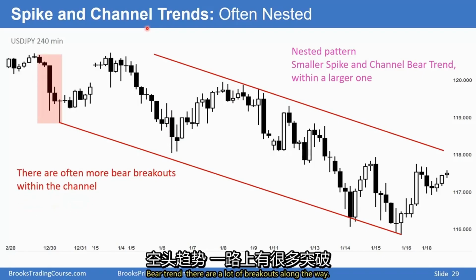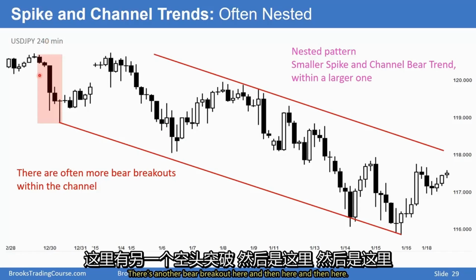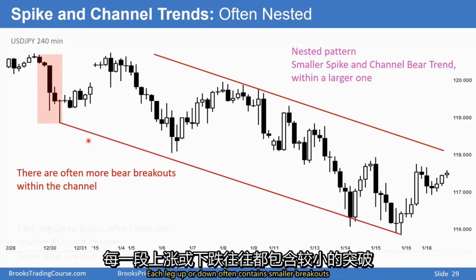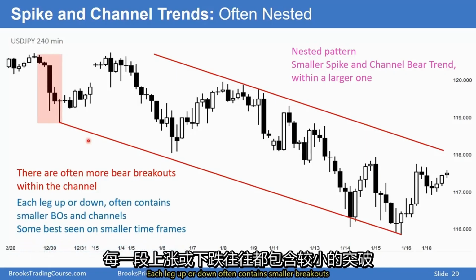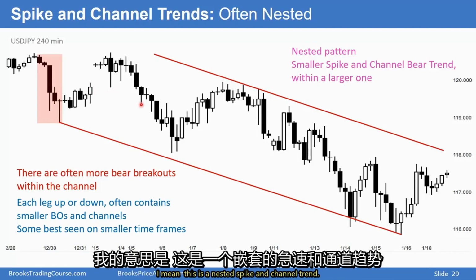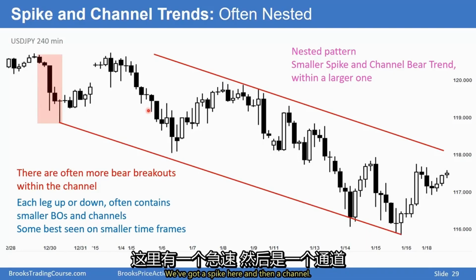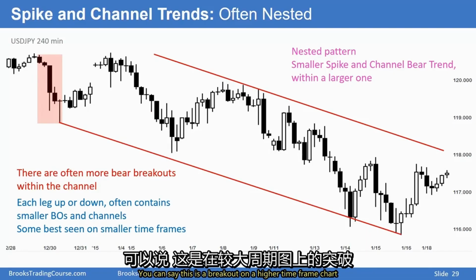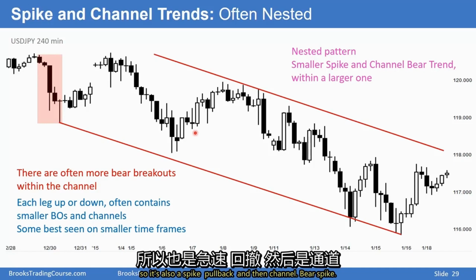Bear trend, there are a lot of breakouts along the way. There's another bear breakout here, and then here, and then here. Each leg up or down often contains smaller breakouts, and some of the best trends are seen on the smaller time frame charts. To me, this is a nested spike and channel trend. We got a spike here and then a channel. You can say this is a breakout on a higher time frame chart, so it's also a spike, pullback, and then channel.